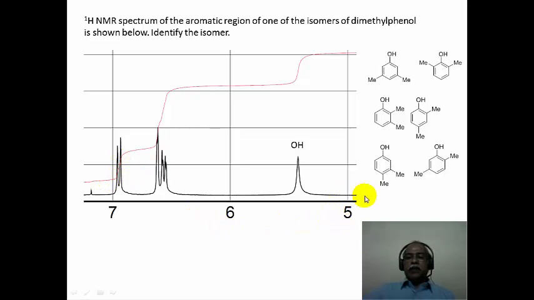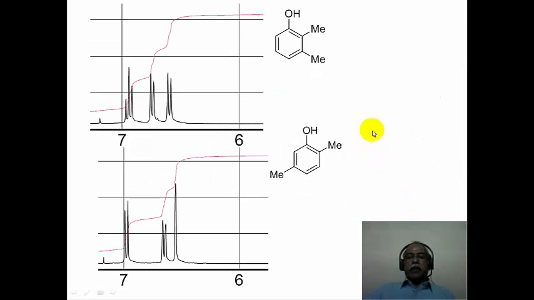So based on these facts, one comes to the conclusion that 3,4-dimethylphenol is the correct answer corresponding to this particular spectrum. And of course, the OH peak is coming separately around 5.4 ppm or so. So if you are curious about why we ruled out the other two isomers in this particular compound, let me show you the spectrum. The pattern will be entirely different.